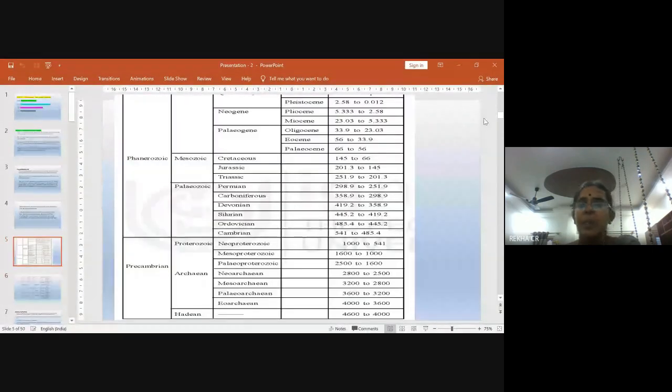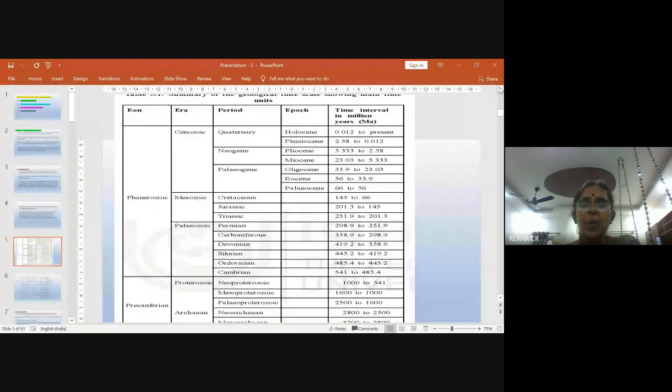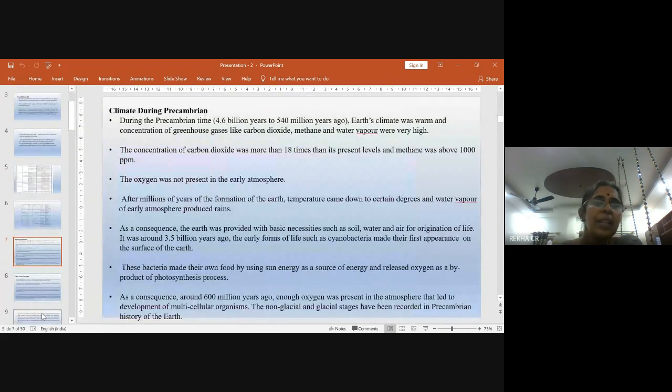Again, these periods are further divided into epochs. Only in the Cenozoic can you see the division of the periods into epochs. The Quaternary period is divided into Holocene and Pleistocene. Neogene is Pliocene and Miocene, and Paleogene is Oligocene, Eocene, and Paleocene. So only the Cenozoic is divided into different epochs. Mesozoic, Paleozoic, Proterozoic, and Archean are not divided into epochs. If you know this geological time scale, then we can know how the climate was during that period.